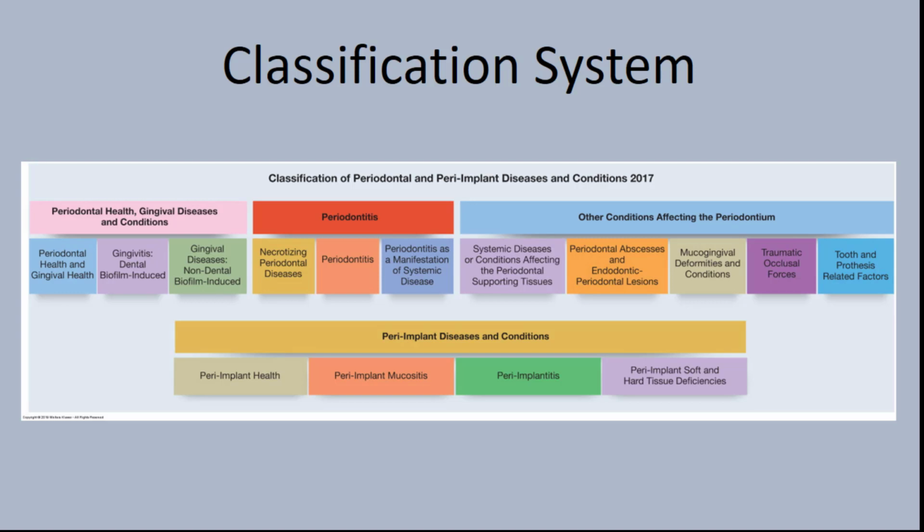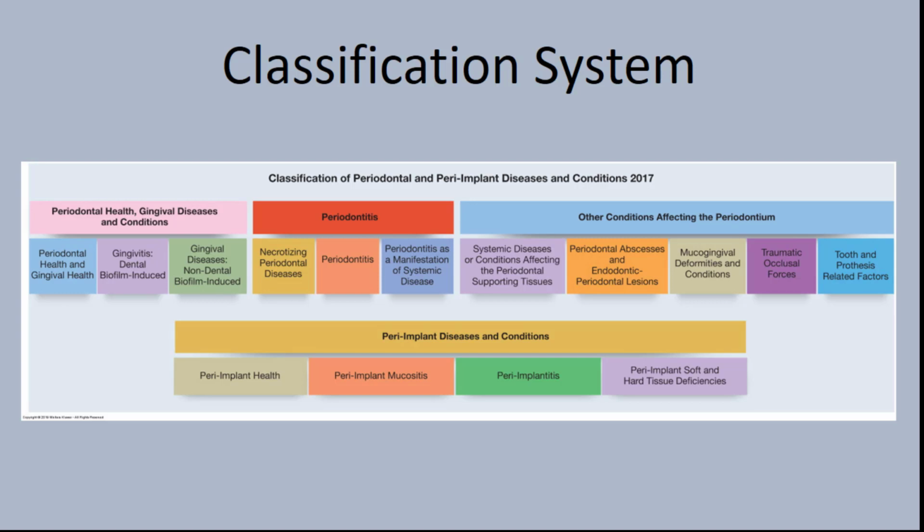Here's a general overview of the new classification system. You can see it's broken down into the periodontal health and gingival diseases category, periodontitis, other conditions affecting the periodontium, and peri-implant diseases and conditions. The 1999 system did not account for peri-implantitis at all in the system. Now implants are very common and even placed by general dentists. So this is something you will be seeing more and more in your career.